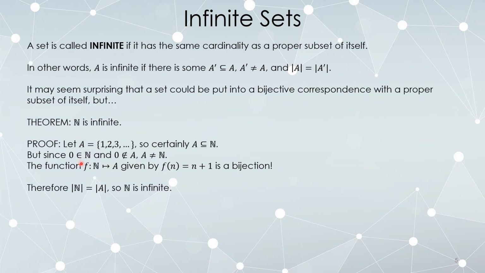Therefore, I found a bijection between the natural numbers and a subset of the naturals that wasn't all of them. So the natural numbers are infinite. There are infinitely many natural numbers, surprising exactly nobody, but here's a nice proof of it.